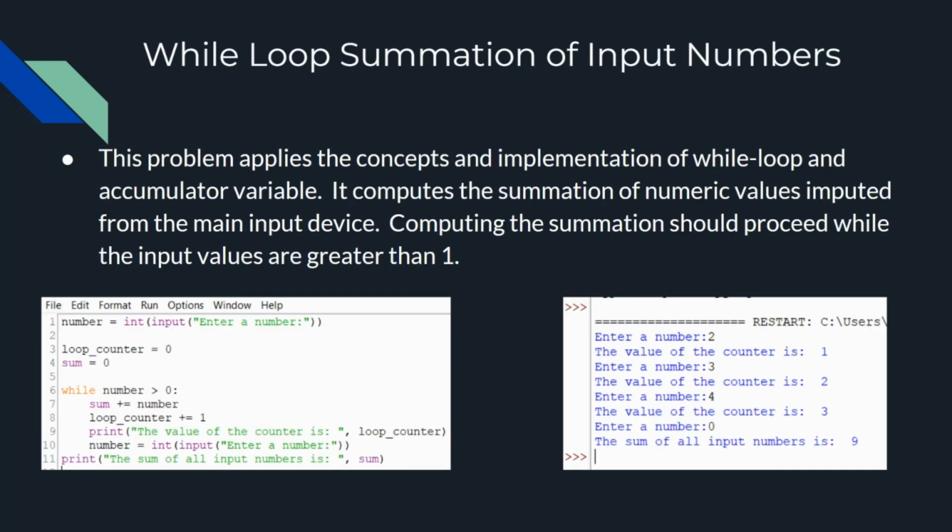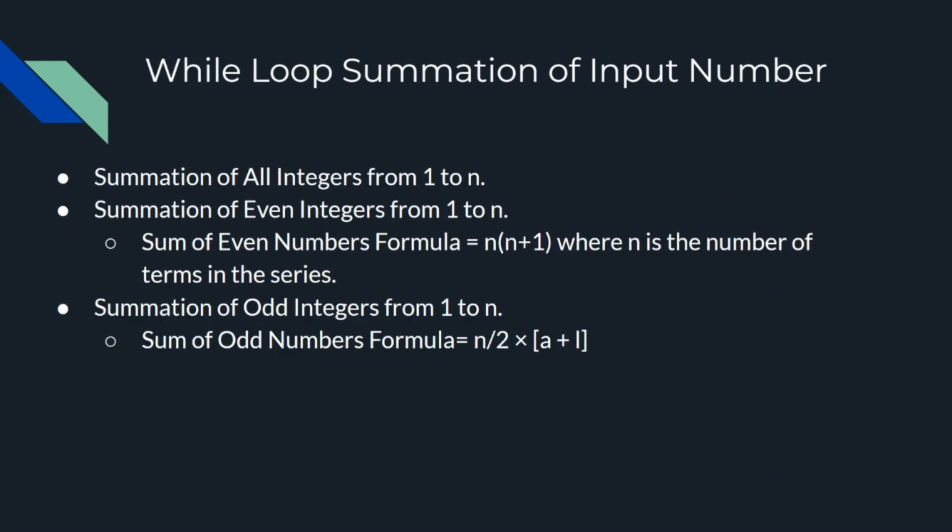The while summation loop applies the concepts and implementation of while loop and accumulator variables. It computes the summation of numeric values inputted from the main input device. Computing the summation should proceed while the input values are greater than 1. A summation is the result of arithmetically adding numbers or quantities. A summation always contains a whole number of terms. There can be as few as 2 terms, or as many as 100, 1,000, infinitely.